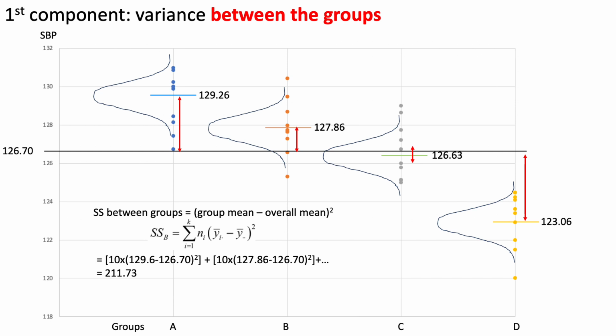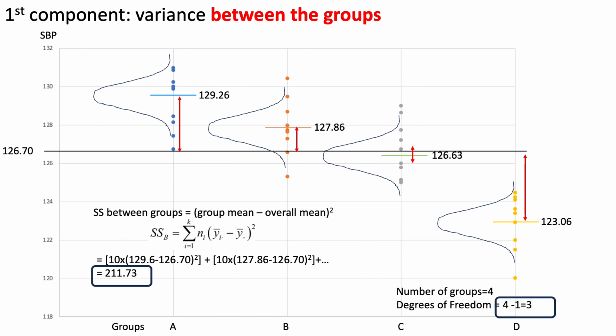And the value that I get is 211.73. There is one more piece of information that I would need to collect from this plot, which is the degrees of freedom. So there are 4 groups and subtract 1, so there are 3 degrees of freedom. So I am going to use these 2 pieces of information in the final ANOVA analysis.